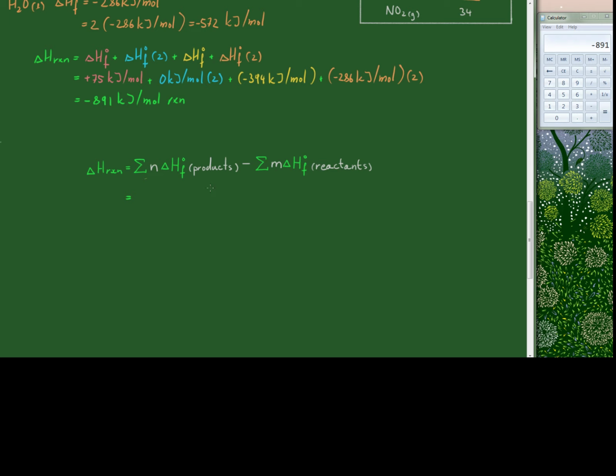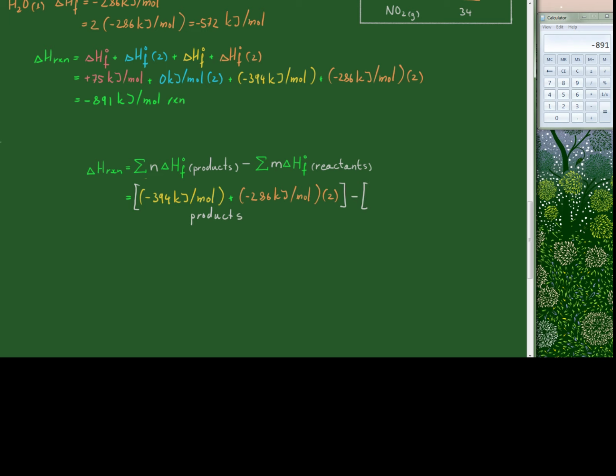So what are our products? Well, we had carbon dioxide, so we'll have minus 394 kilojoules per mole, plus water, so it's minus 286 kilojoules per mole, but there are 2 moles of water, so we need to multiply that by 2. So these are the enthalpies of formation for our products. And we need to subtract it from the enthalpies of formation for our reactants.